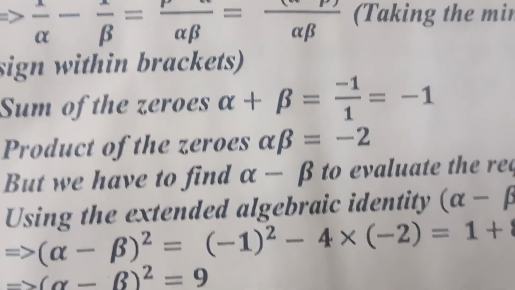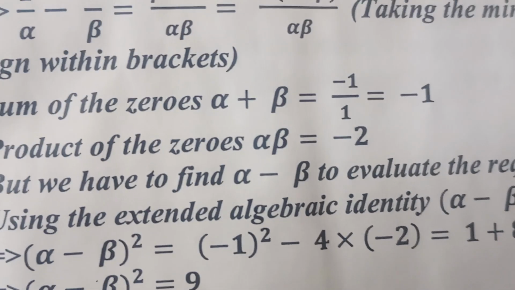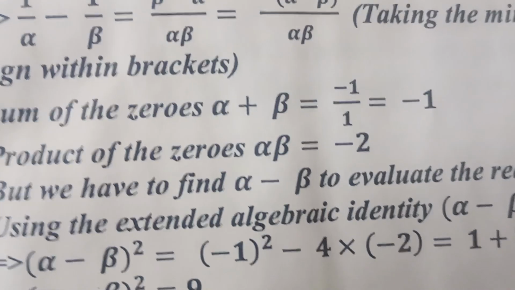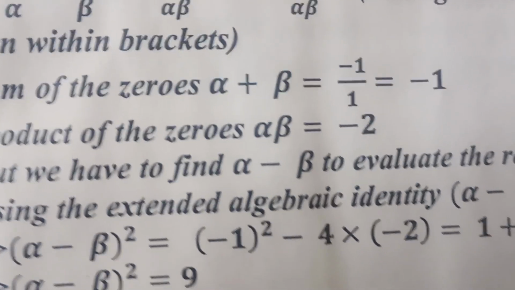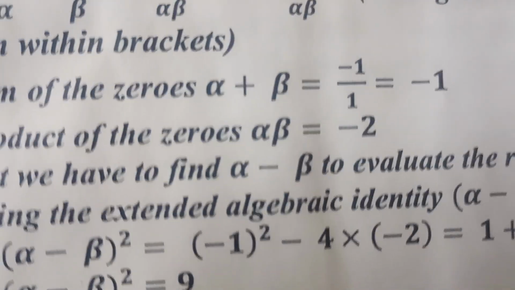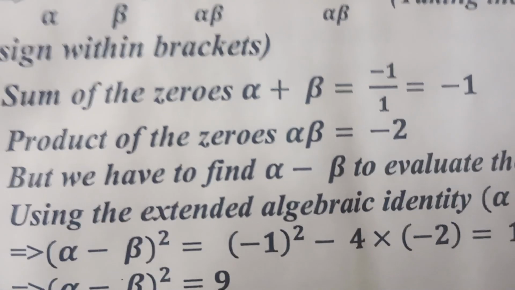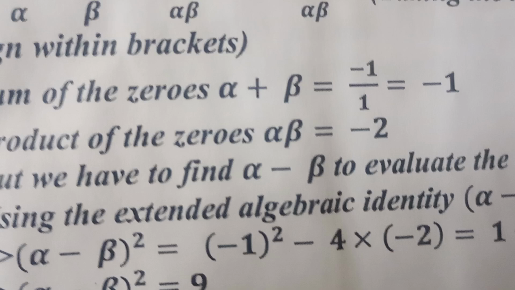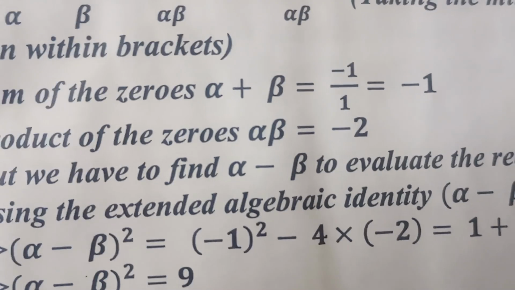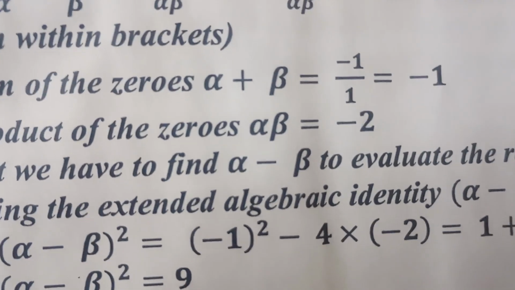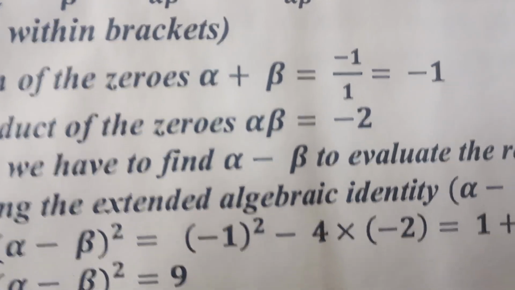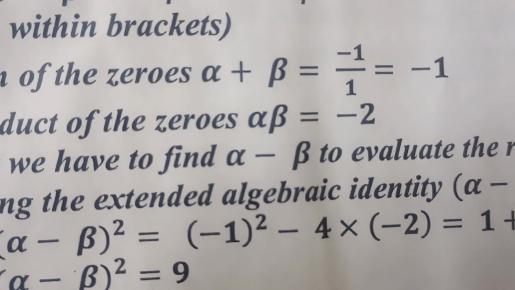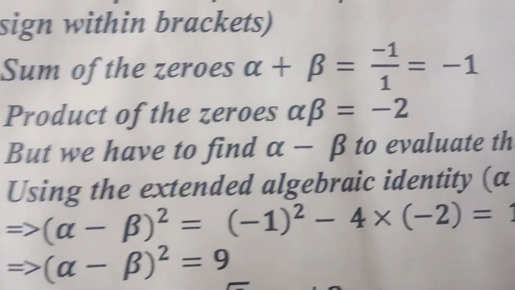As usual, we have the sum of the zeros alpha plus beta is equal to minus the coefficient of x by the coefficient of x squared, which is minus 1 by 1, that is minus 1. Again, the product of the zeros, alpha beta, is equal to the constant term by the coefficient of x squared, c by a, that is minus 2 here. You can verify that.